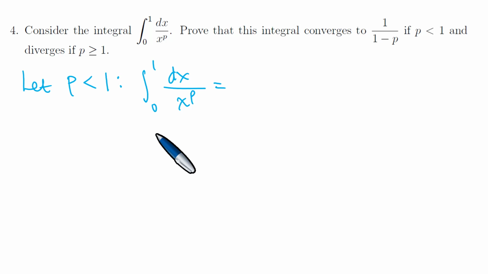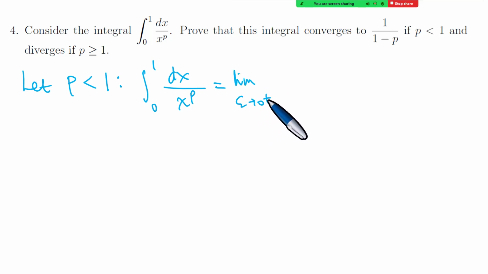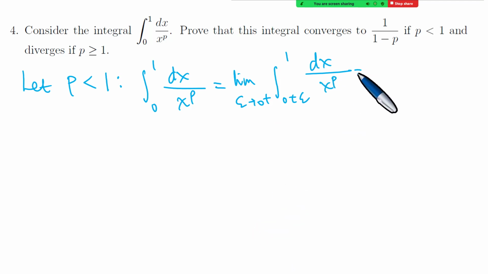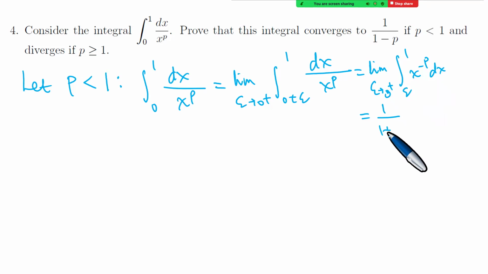To deal with the zero, we will have the limit as epsilon approaches zero from the right of the integral of dx over x to the p. Okay, so which means that with the limit as epsilon approaches zero from the right, you add one to the exponent, which gives one minus p, x to the power minus p plus one.